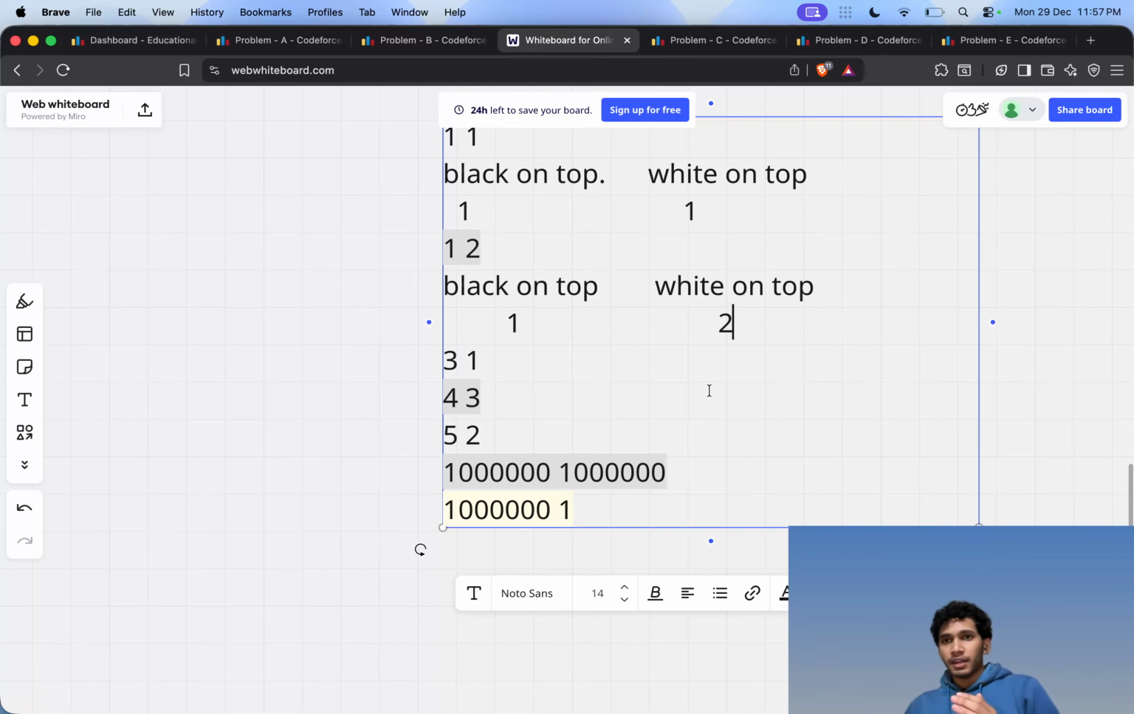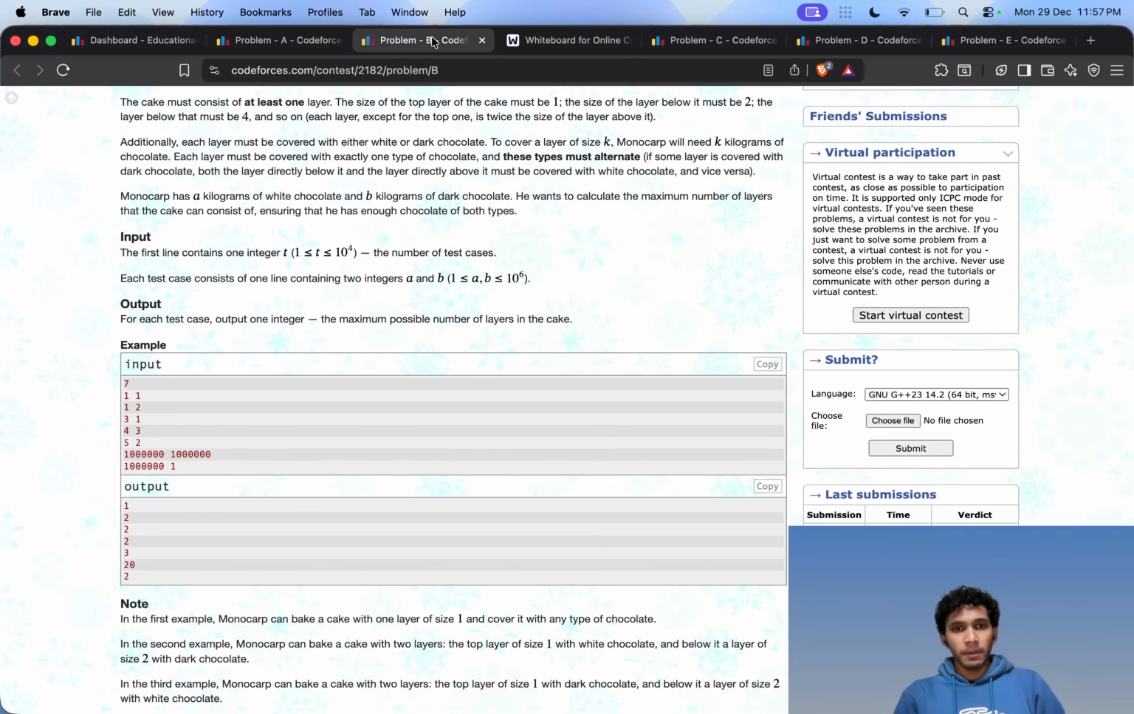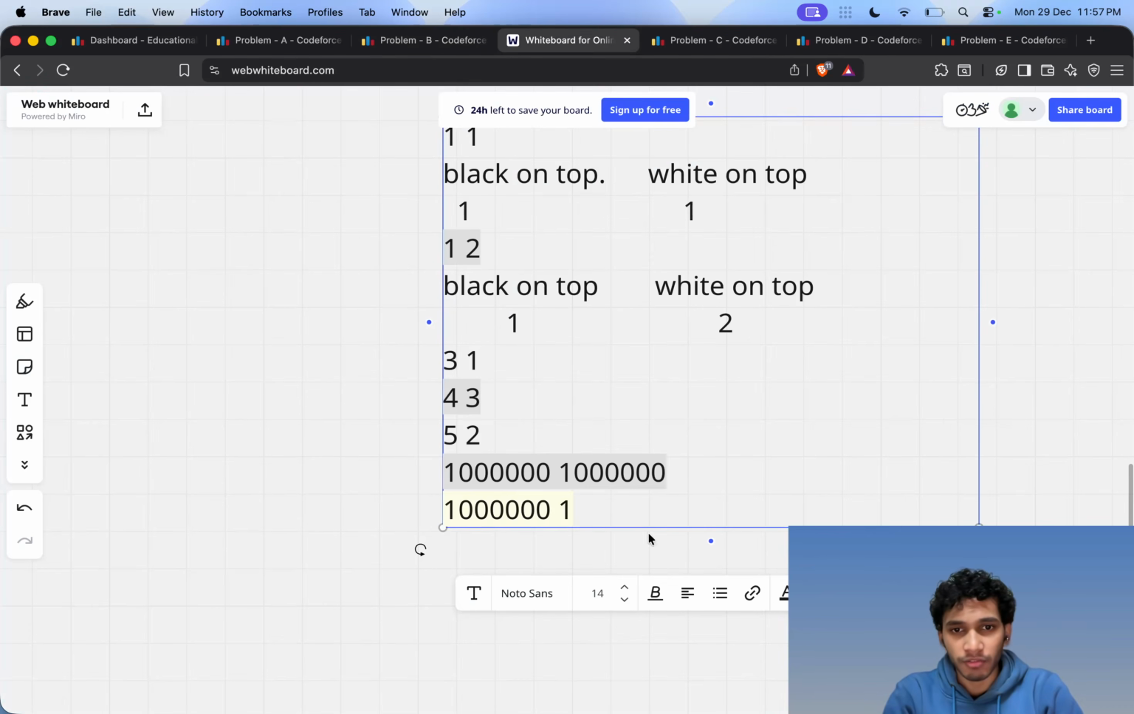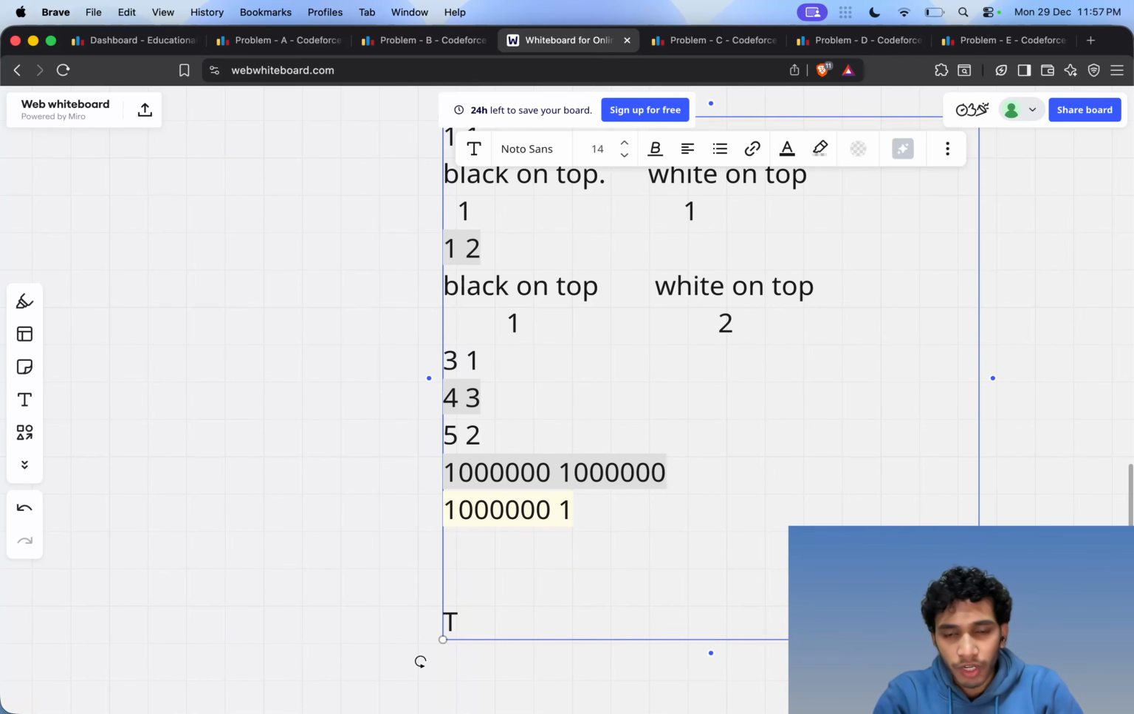Just keep on iterating, that is, multiply the current number by 2, that is the number of black chocolate or white chocolate we want in the next layer. And if that is smaller than or equal to A, then our answer is possible. And what is the time complexity of this solution? What did we do actually? Let's see the implementation first.